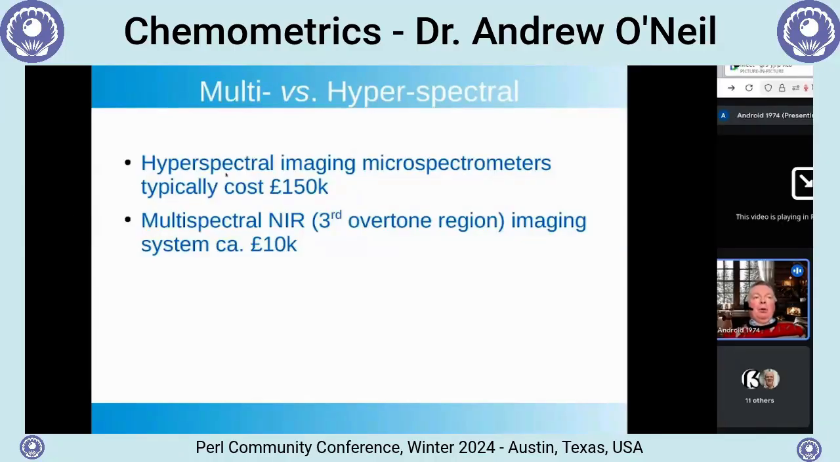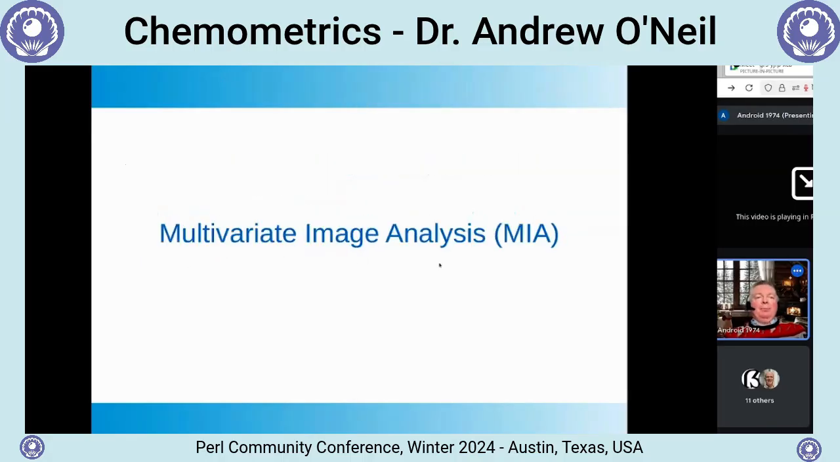Because hyperspectral imaging acquires much more data, typically it's a more expensive setup. So you may be looking at £150,000 UK pounds, or a couple of $100,000 US dollars maybe, to get a hyperspectral imaging system. But a multispectral NIR system using a silicon-based detector could potentially be purchased for around, say, £10,000.